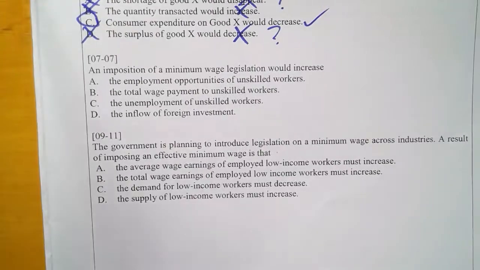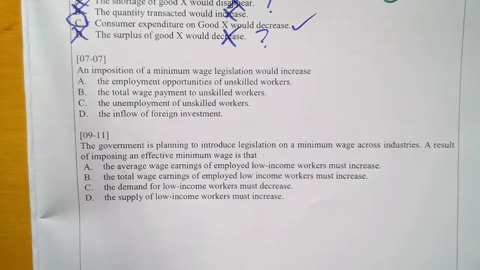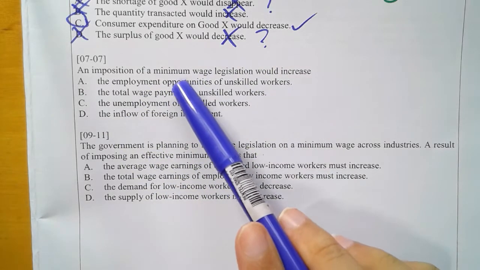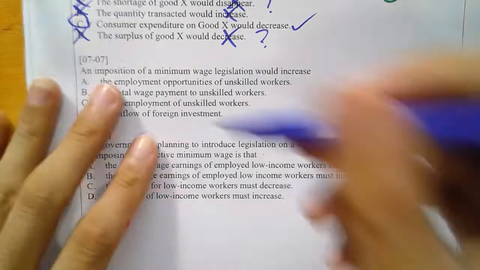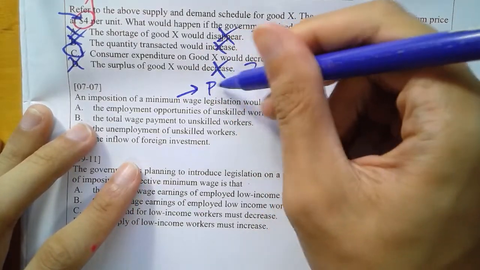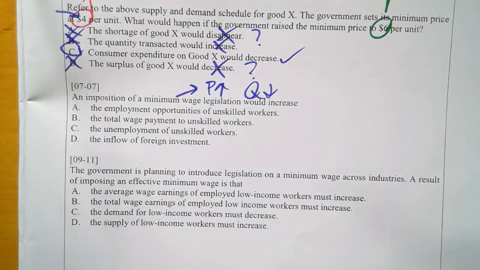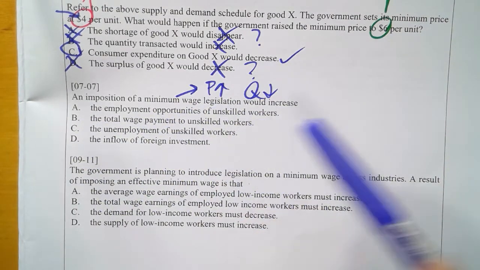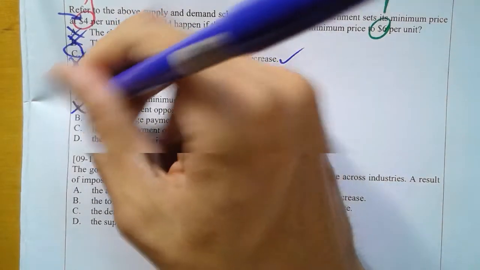Right now, 207, not 19 anymore. Okay. Imposition of minimum wage legislation would increase. Now something. Now remember, minimum wage. P would increase. Q would decrease. We remember that. Now, increase employment opportunity of unskilled worker. I think this one is obviously wrong.